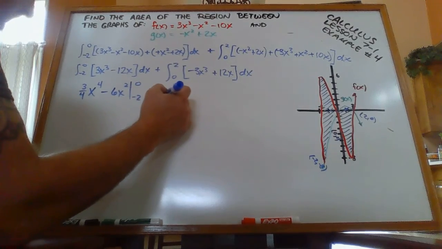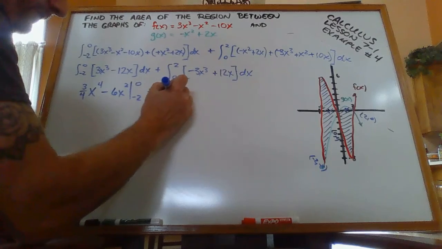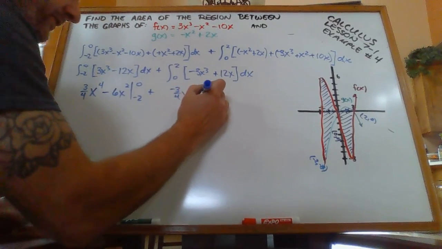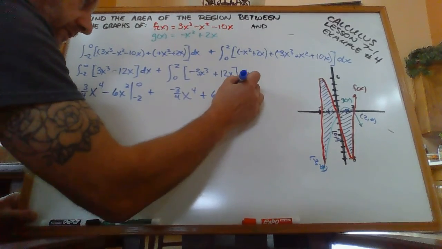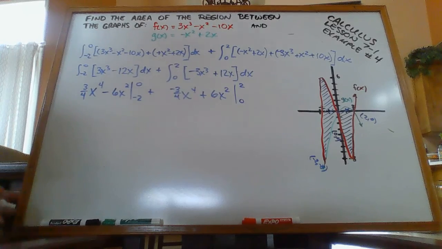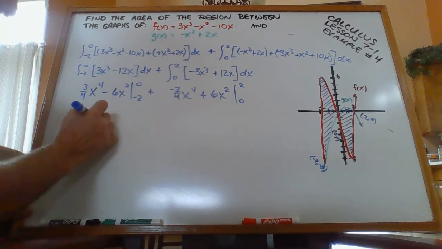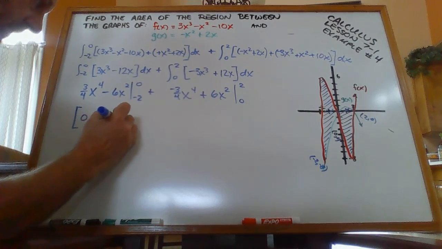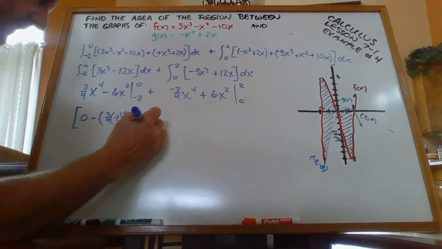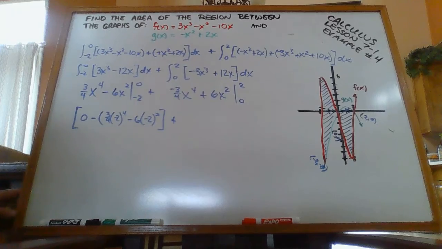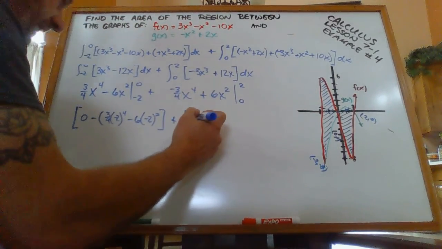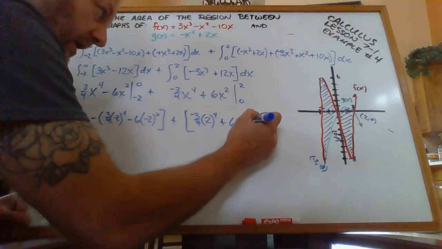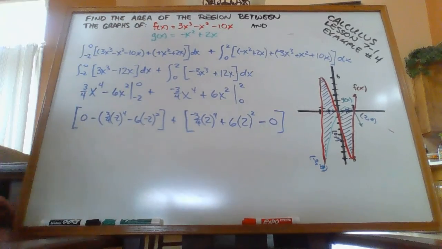And I'm going to add to that. This should be the same thing over here except negative. So this is going to be negative 3/4 x to the fourth plus 6x squared evaluated from 0 to 2. Okay, so if I plug 0 in here, that's easy. That's just 0. Then it's going to be minus, if I plug in -2 in here, so it's going to be 3/4 times -2 to the fourth power minus 6 times -2 squared. And then over here, I'm going to get negative 3/4 times 2 to the fourth power plus 6 times 2 squared. And then if I plug 0 in there, that's just going to be 0 again. So that's pretty easy.